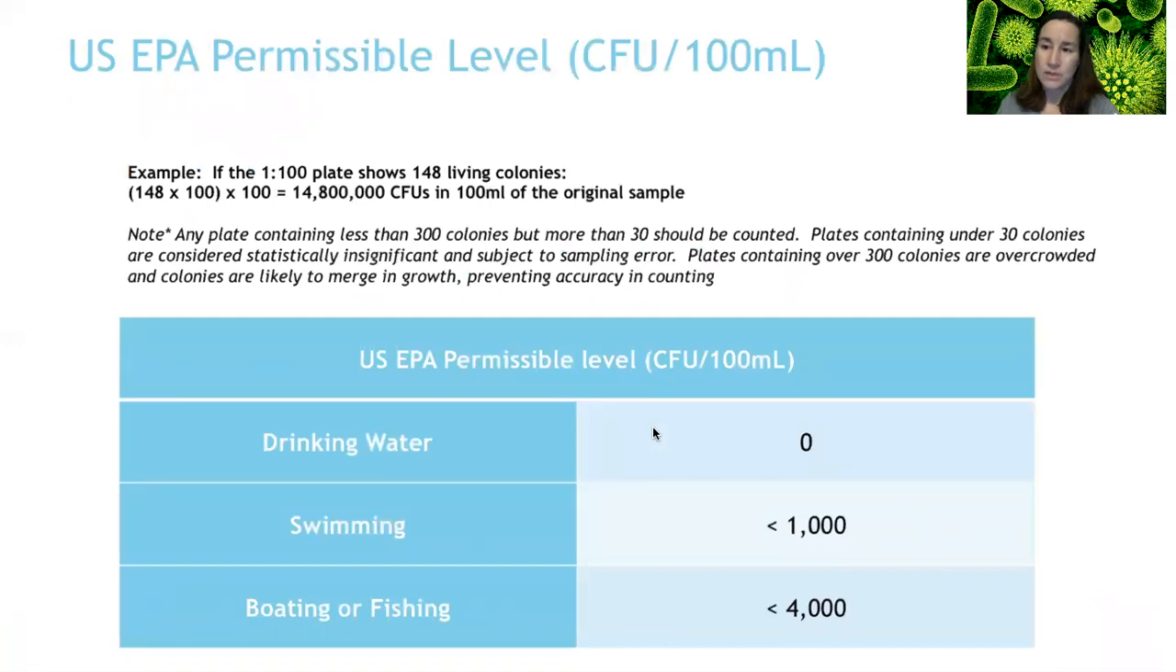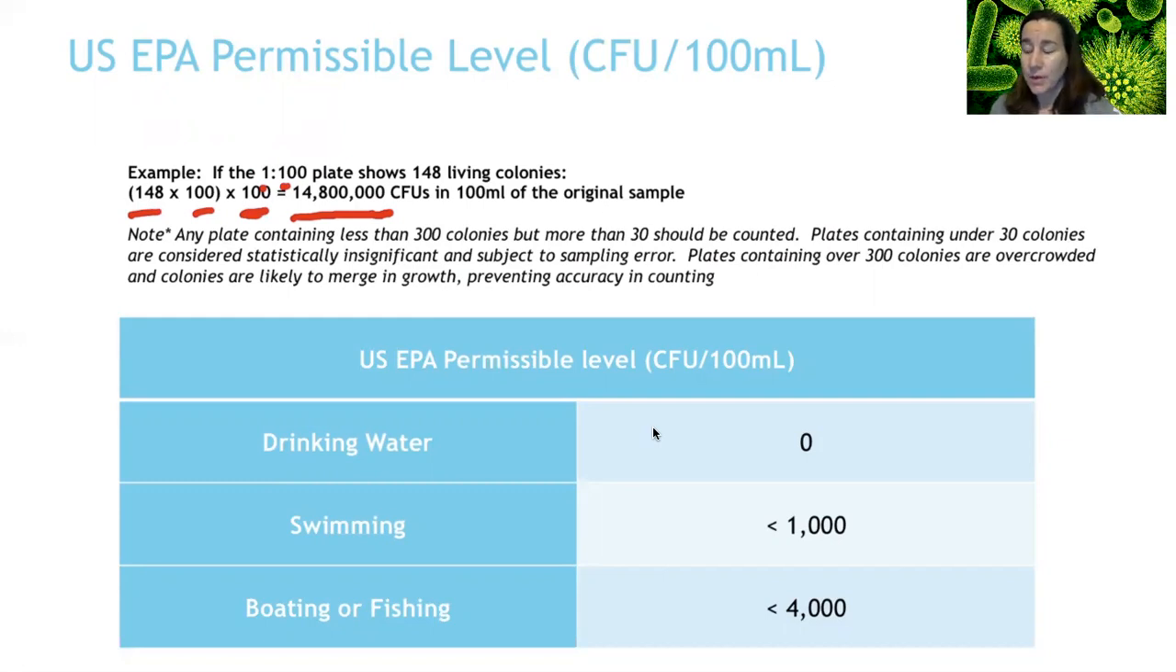But this is a serial dilution, and we are putting it onto a plate. We were talking about the numbers and how do we calculate out those CFUs. So if we were using the 1 to 100 plate and we found 148 colonies growing at that level, then we times it by 100, and that gives us 14,800,000 CFUs in 100 mils. We were pretending, we always look at CFUs per 100 milliliters. So that's why we add this extra 100 over here.